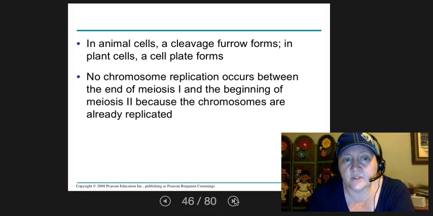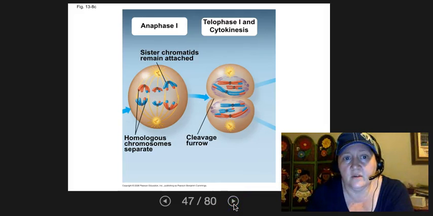Because we're in meiosis, what we're talking about here is no chromosome replication. I think I've said this 3 or 4 times now. No chromosome replication between telophase 1 and prophase 2. Okay, so the end of meiosis 1 to beginning of meiosis 2, no DNA replication. We've still got that tetrad.